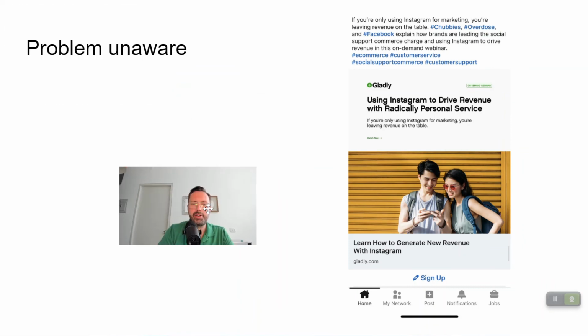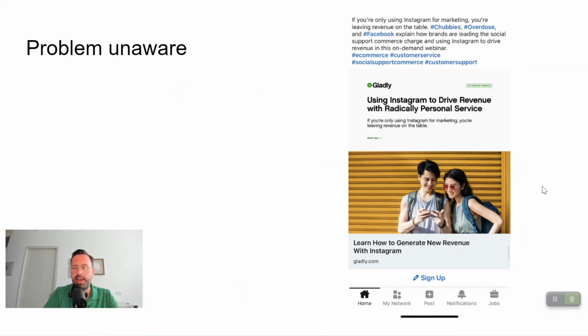Another case of catering to people that are problem unaware is this ad from Gladly, which is very different from a lot of the other ads that I've looked at here. Very, very interesting. You'll also notice they use a lot of hashtags. Now, I believe hashtag clicks in this case are not chargeable clicks, so you can include them to try to get some more reach going here.